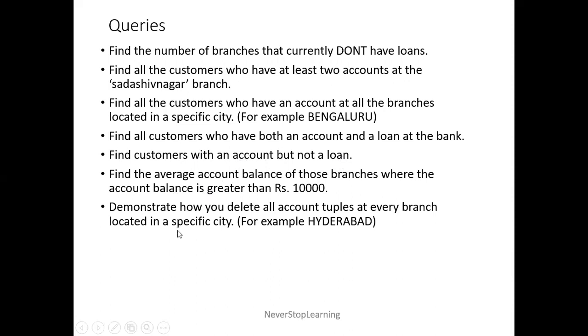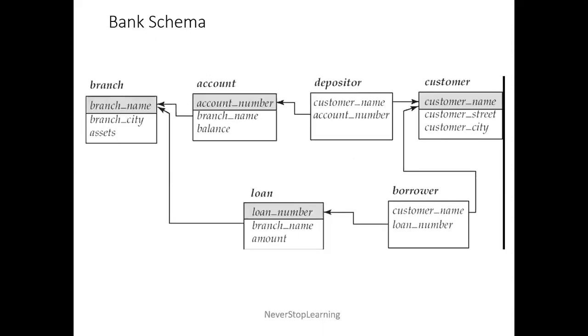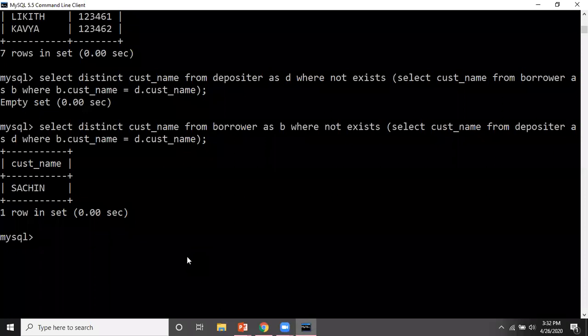Okay, next. Find the average account balance of those branches where the account balance is greater than rupees 10,000. So this is very easy. I want the average account balance, so I will use the aggregate function on the balance column, and I have to work on the accounts table because it's asking for average account balance. The account table has the balance attribute also, so I don't need any other table. I'm just going to work on the account table. So this is a very easy query.